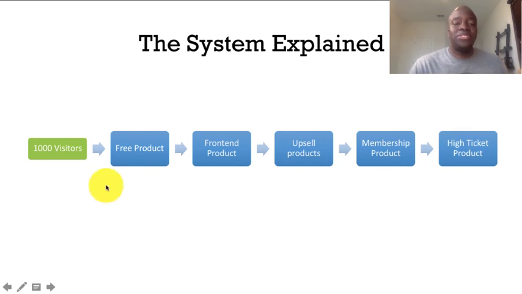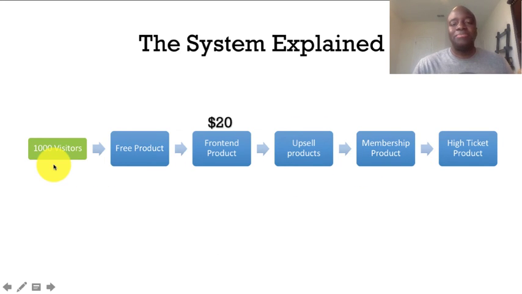So what you're seeing here on the screen now is basically the funnel that we just reviewed a second ago. You have your free product, which is going to be your lead magnet. You have your front end product. You're going to have your upsell, your membership product, and your high ticket product. And we're going to say that we're going to be able to drive 1,000 quality visitors to this sales funnel on a weekly basis. So given some averages here, if we have 1,000 qualified targeted prospects to this funnel, how much money could we foreseeably make?